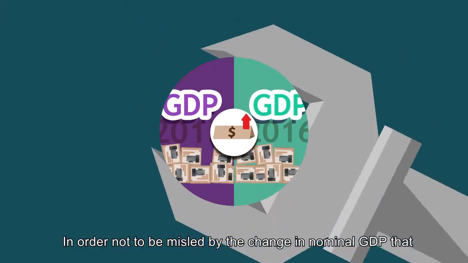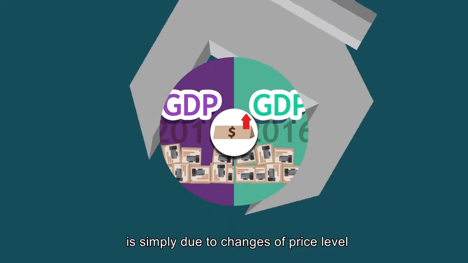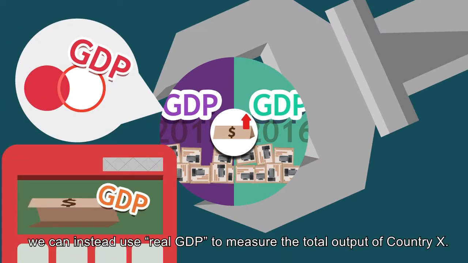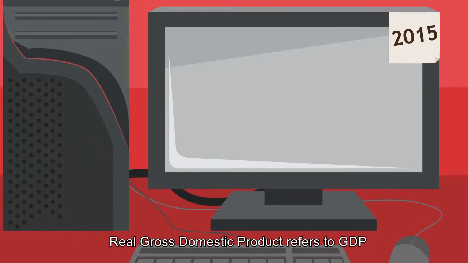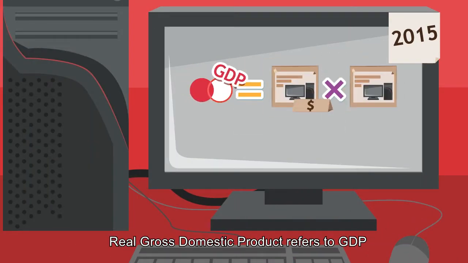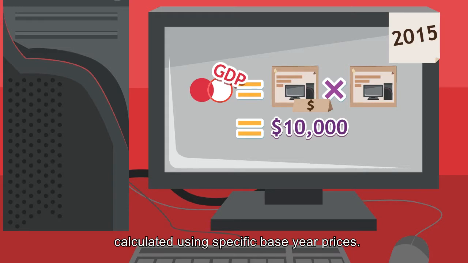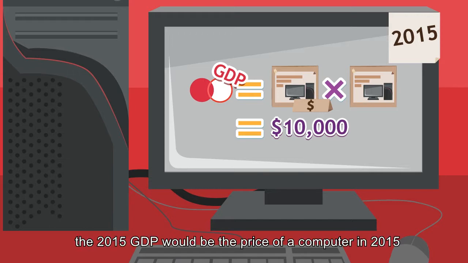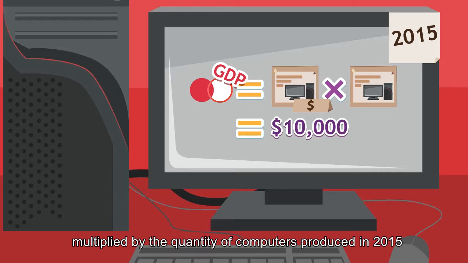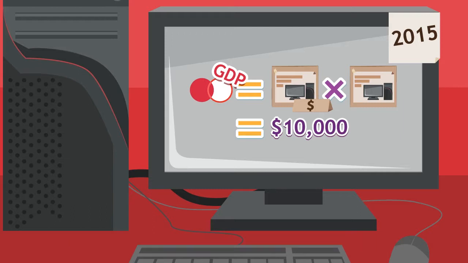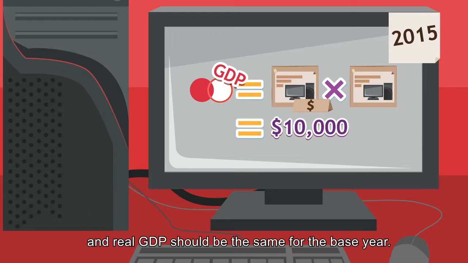In order not to be misled by the change in nominal GDP that is simply due to changes of price level, we can instead use real GDP to measure the total output of Country X. Real gross domestic product refers to GDP calculated using specific base year prices. If 2015 had been chosen as the base year, the 2015 GDP would be the price of a computer in 2015 multiplied by the quantity of computers produced in 2015, which equals $10,000. As we can see, the nominal GDP and real GDP should be the same for the base year.